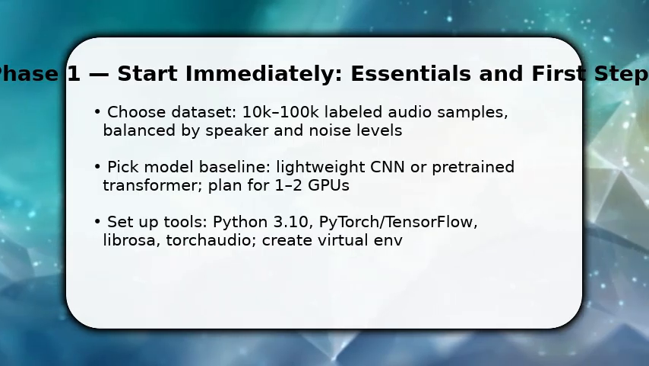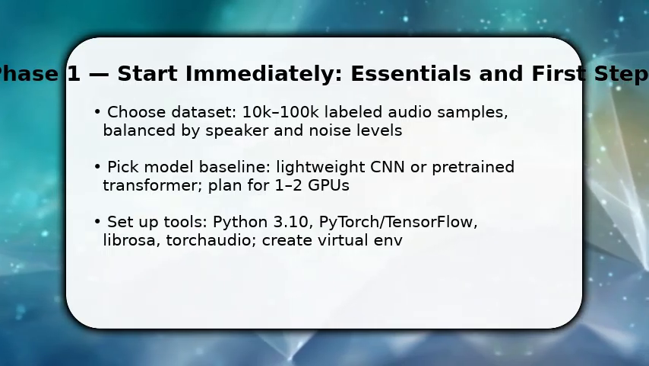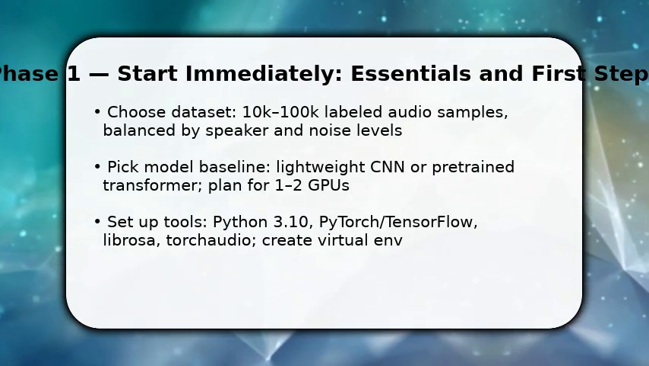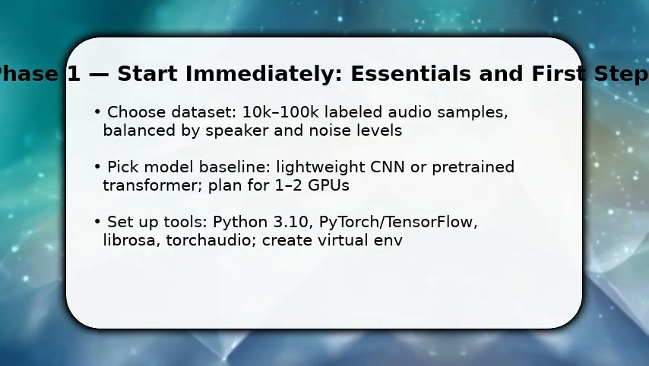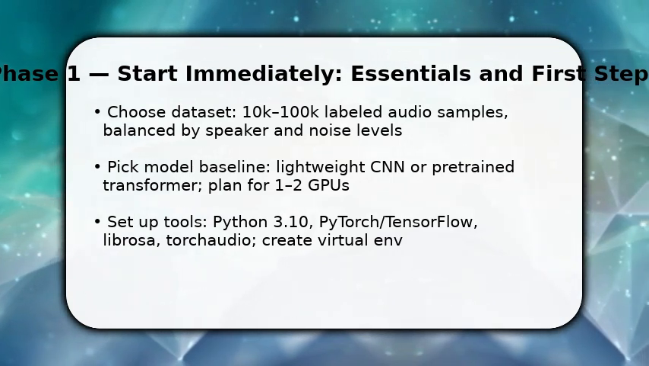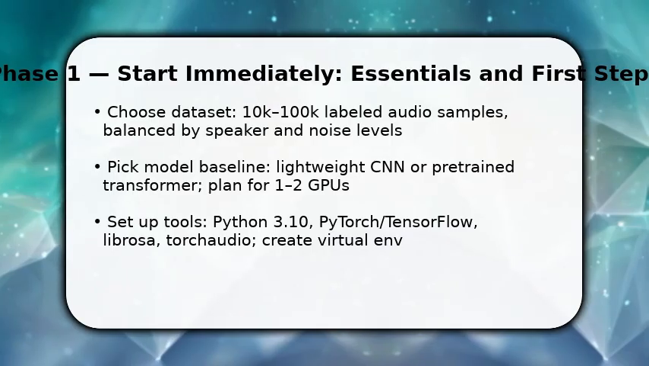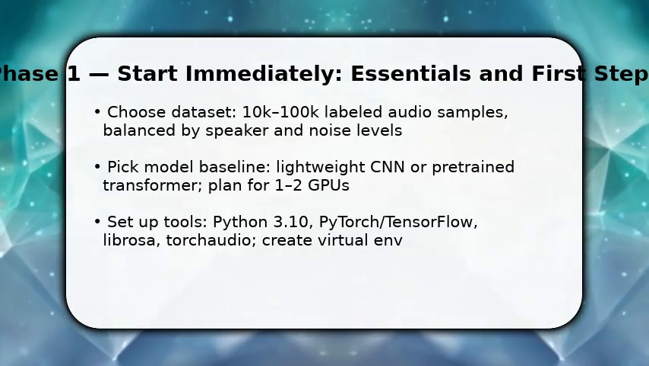Then you select a baseline model, small CNN or pre-trained transformer, and install required libraries: Python 3.10, PyTorch or TensorFlow plus Librosa. Make a virtual environment and commit an initial data loader. This gives you reproducible inputs. Finally, run one quick epoch to ensure the pipeline works before heavy training.